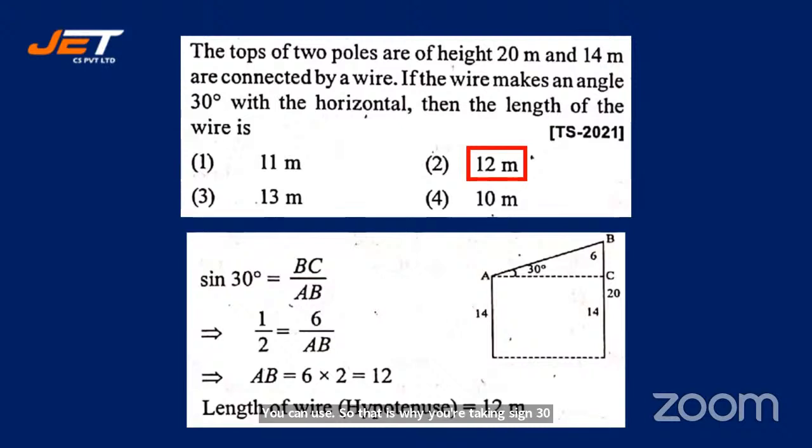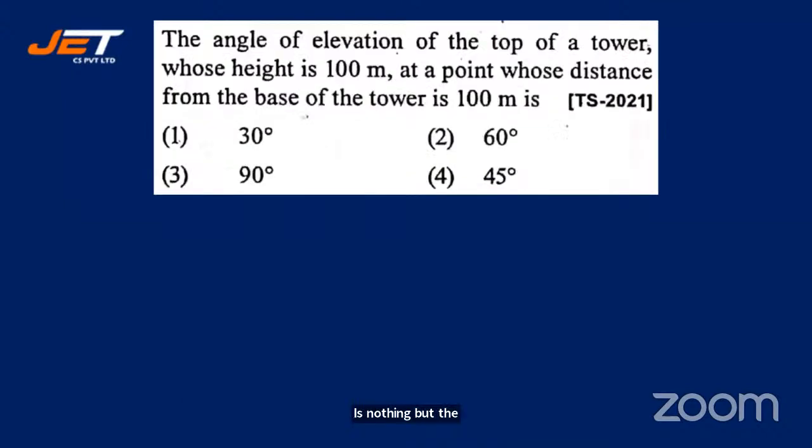Sine 30 is half, equal to BC, which is 6, by AB. So by cross multiplying you find the value of AB to be 12. All right. So now what is AB? It is nothing but the hypotenuse, that is 12 meters. All right. Yes. See the next question.